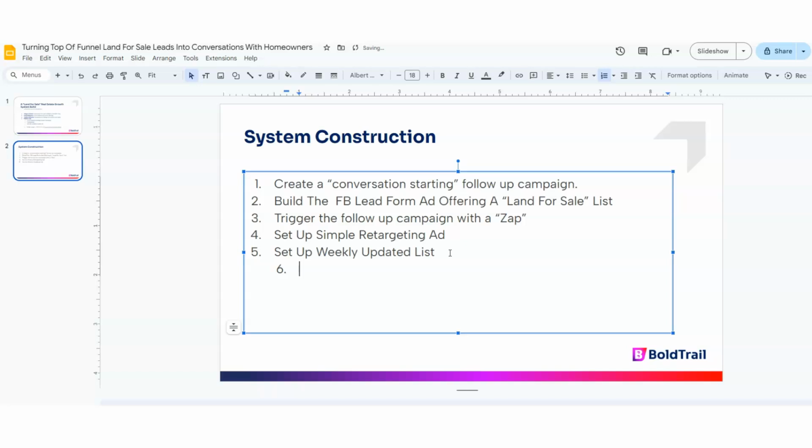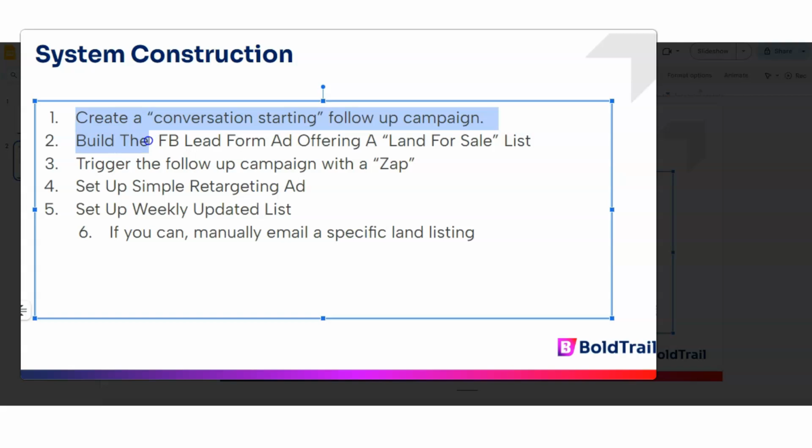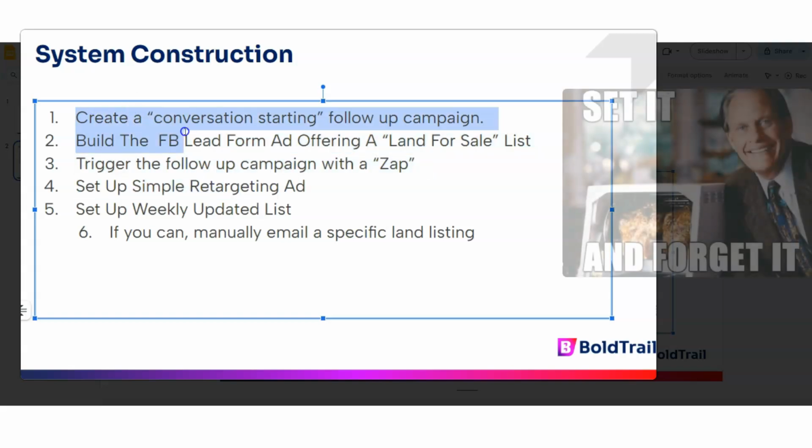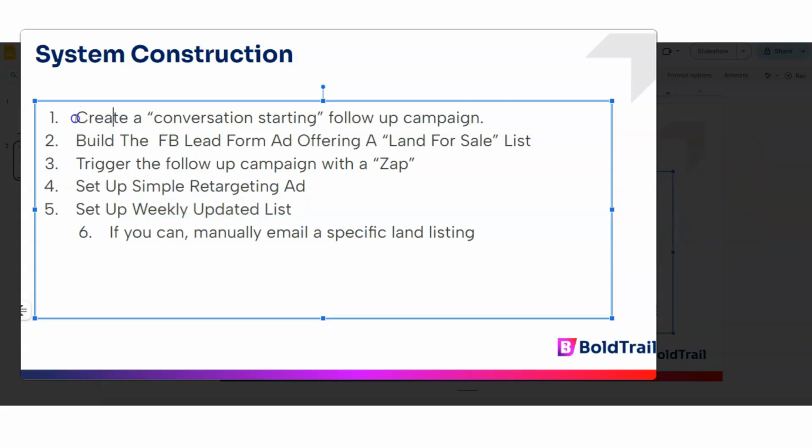If you can manually email a specific land listing, right? So as we flow down here, we have different levels of automation. This is set it and forget it. Set it and forget it, right? So all of this you can kind of let run.